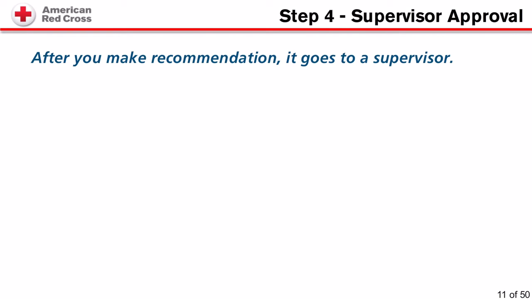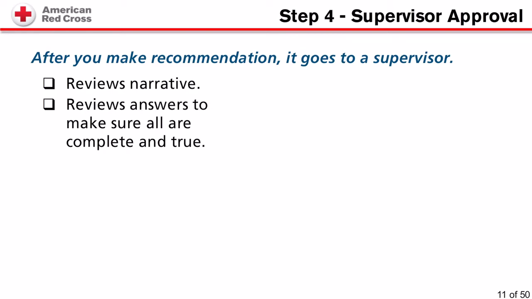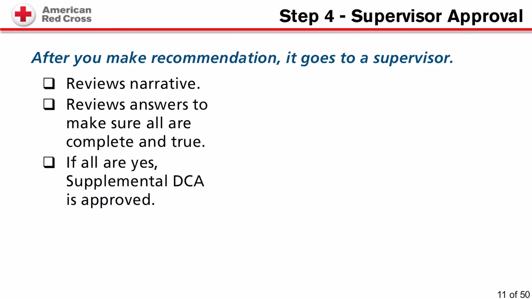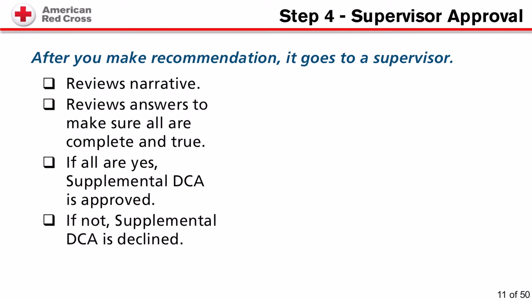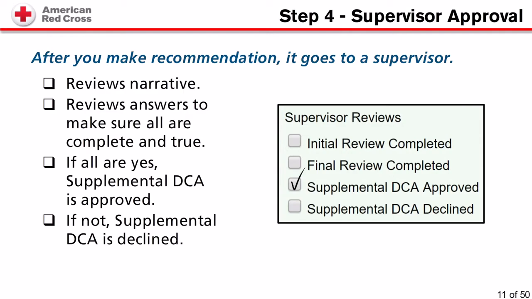After you make your recommendation for Supplemental DCA in CAS 2.0, follow local procedures to bring the recommendation to a supervisor who will review the narrative and all the qualification answers to make sure they are all complete. If they are all yes, then the supplemental assistance will be approved. If not, the supplemental recommendation will be declined. Once the outcome is determined, your supervisor will document approved or declined in CAS 2.0 and make a narrative note. The supervisor will follow local procedures to communicate that decision back to you. The follow-up priority field can be set to high when you need to track a case carefully.